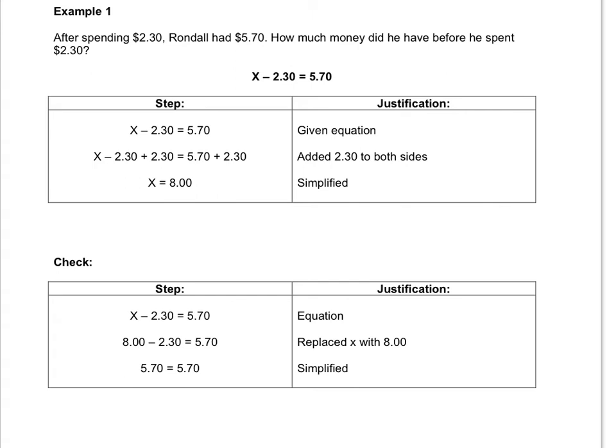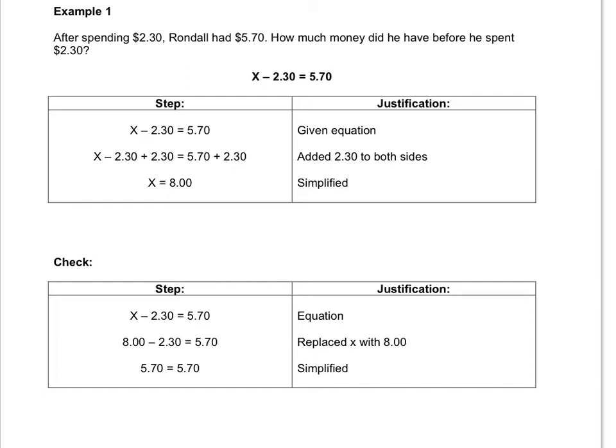Let's look at our first example. After spending $2.30, Rondell had $5.70. How much money did he have before he spent $2.30? Our equation: x minus 2.30 equals 5.70. Let's do the steps and then check our work.